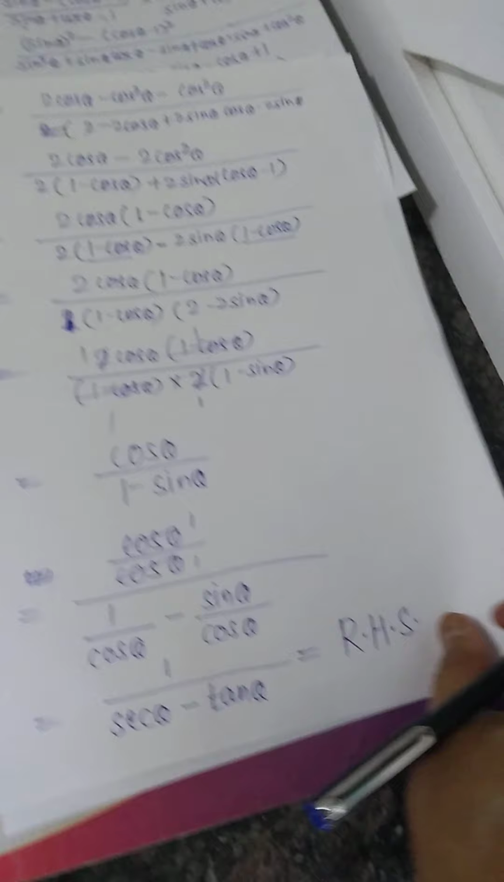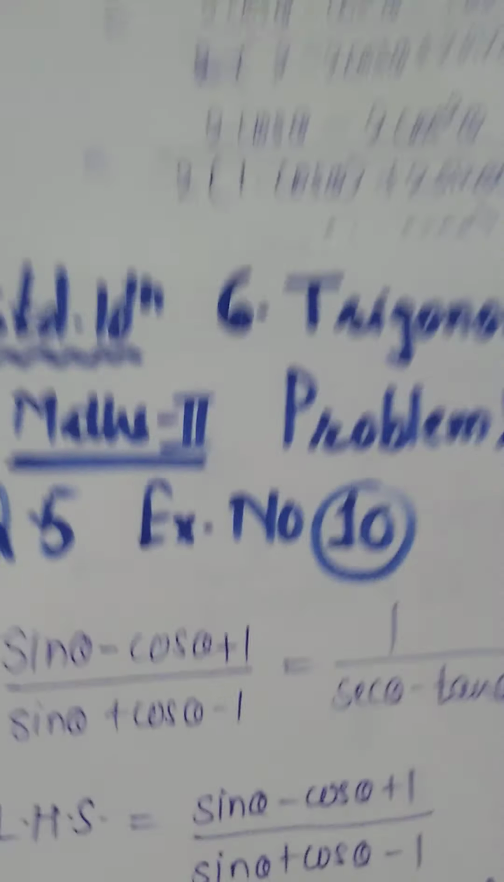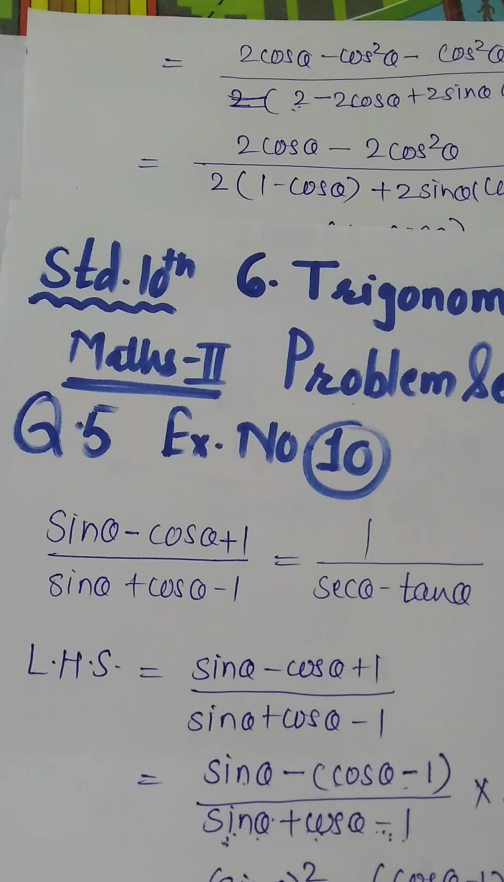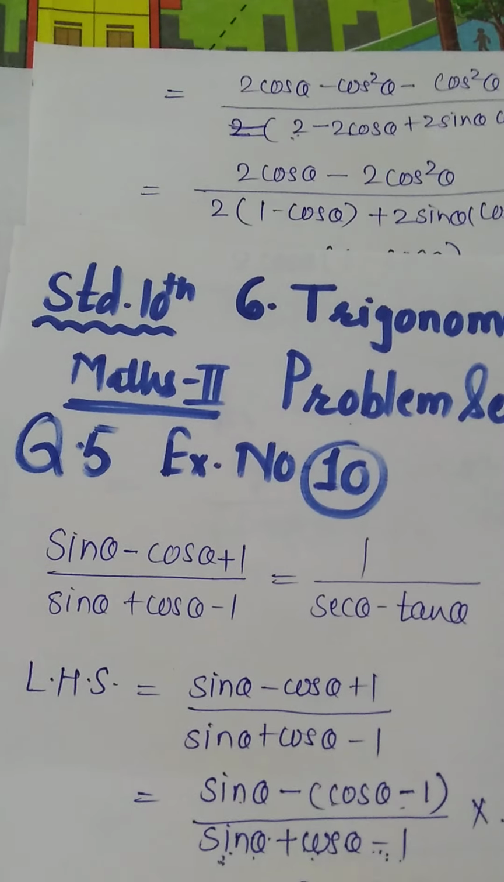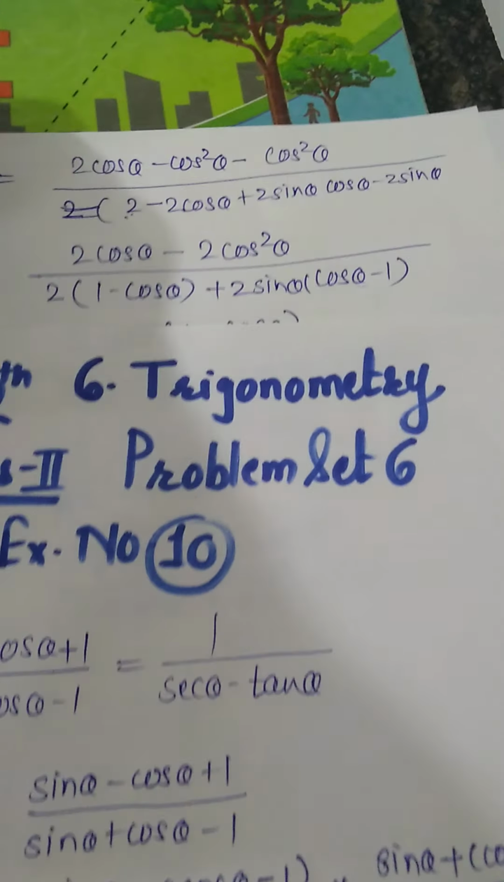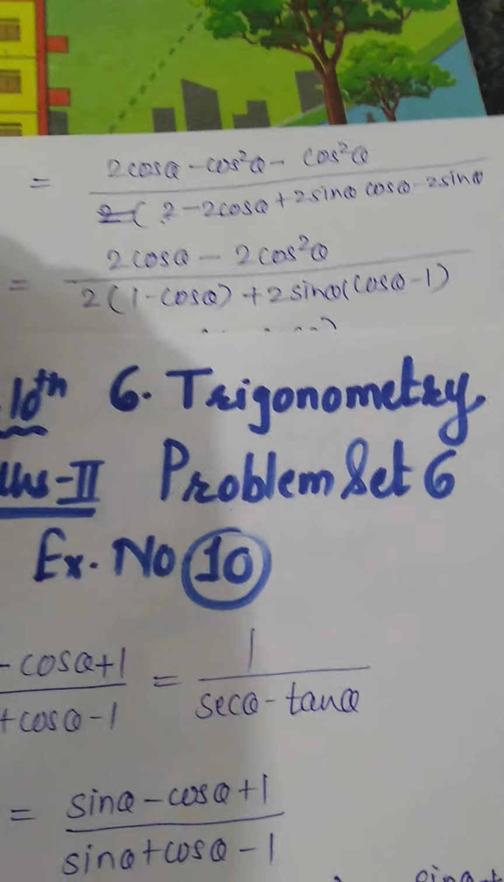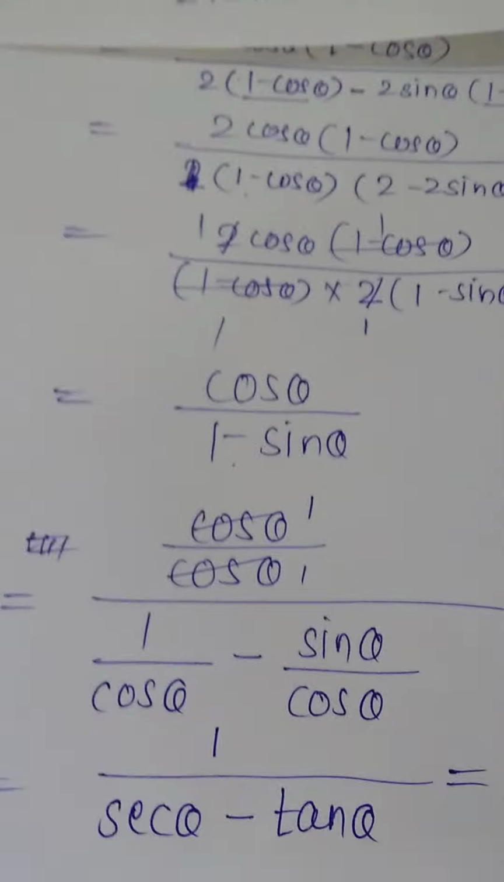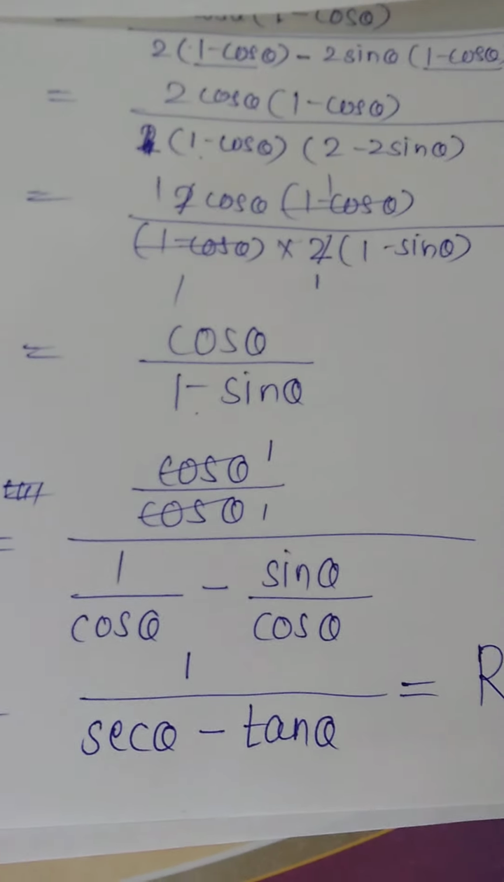So we can write here the original example, that is sinθ minus cosθ plus 1 upon sinθ plus cosθ minus 1. It is exactly equal to 1 upon secθ minus tanθ. Like this, we have proved this. You see here.